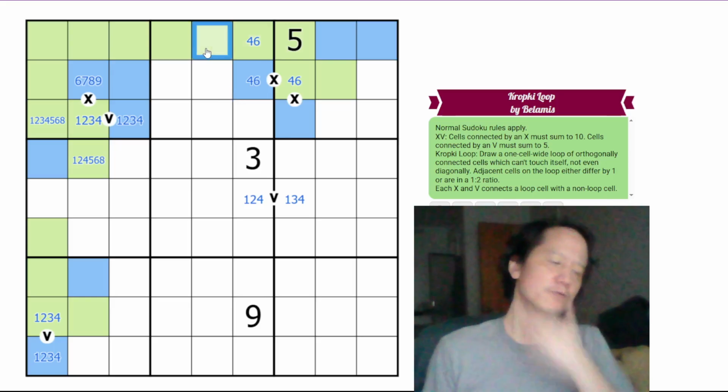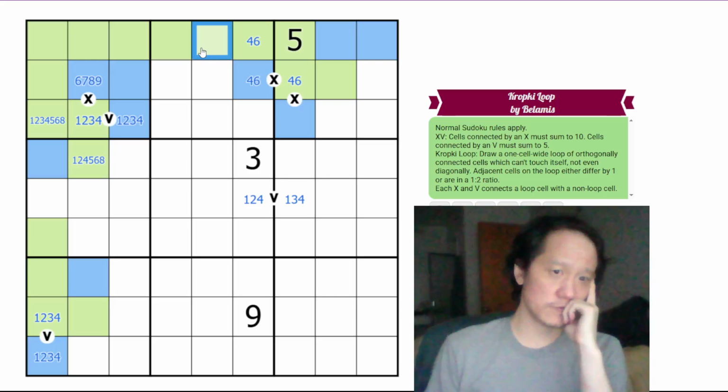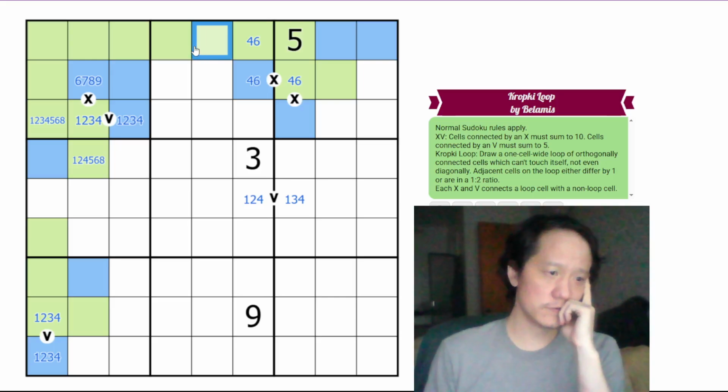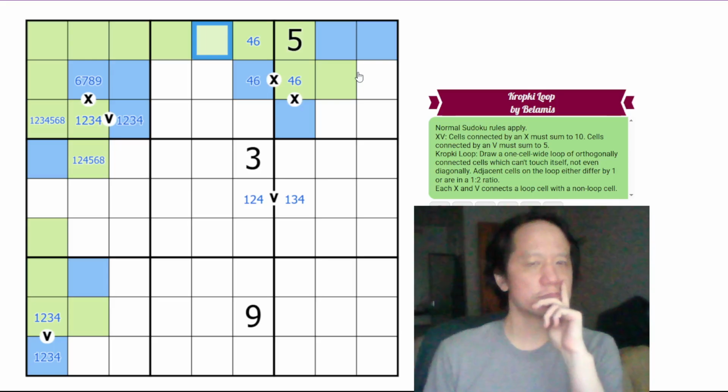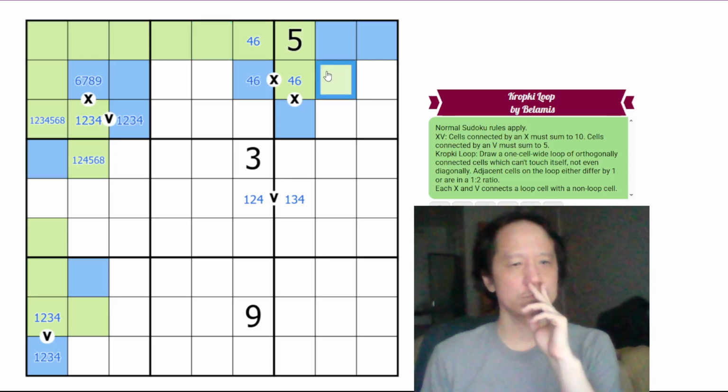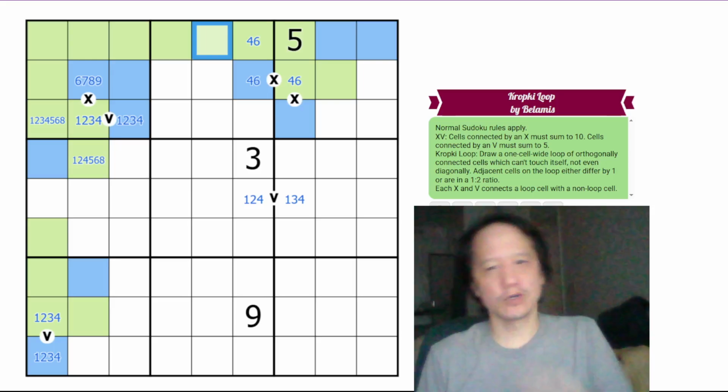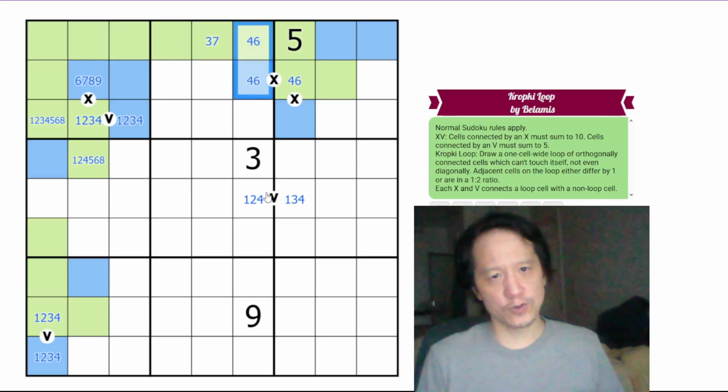That could be in a 1 to 2 ratio, though. So it could be 3 or 7 to be consecutive with 4 or 6, or in a 1 to 2 ratio. And 6 would be with 3. This 4, 6 pair would eliminate 4 here, so this would not be 1.